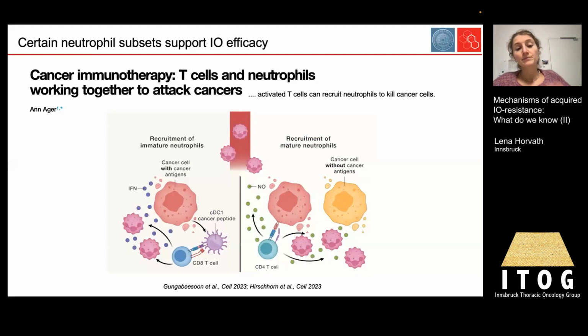responding genes, actually. And the other paper by David Hirschhorn, they found that there are some subsets of neutrophils that are able to kill those cancer cells that lose their antigens and are therefore invisible to T cells. And this mechanism has been associated with NO secretion by the neutrophils. So these papers just begin to describe mechanisms that are anti-tumor.